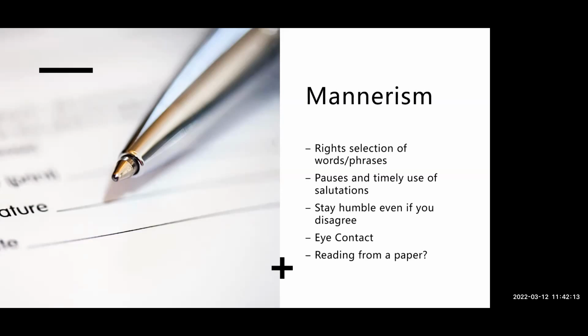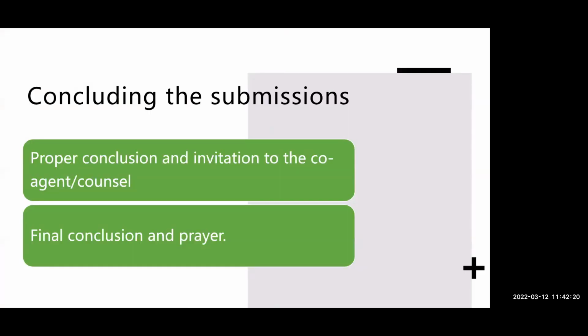Even though you don't have to read from the speech, it is necessary for your own convenience to formulate the structure of your argument. And lastly, concluding the submissions. When you're concluding your submission, you always make a final conclusion: therefore, this is the particular contention which can be concluded in this manner. If your lordship or the arbitrators are satisfied with the argument, I would like to invite my co-agent, co-counsel. Then you seek permission, say thank you, and your co-counsel comes, introduces themselves and goes ahead. And finally, the co-counsel will address the final conclusion that therefore we are concluding before this, and this is our prayer or this is our request.